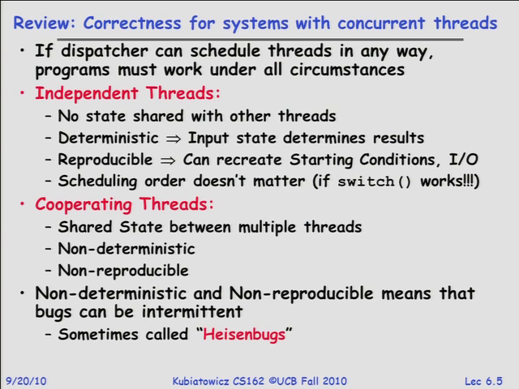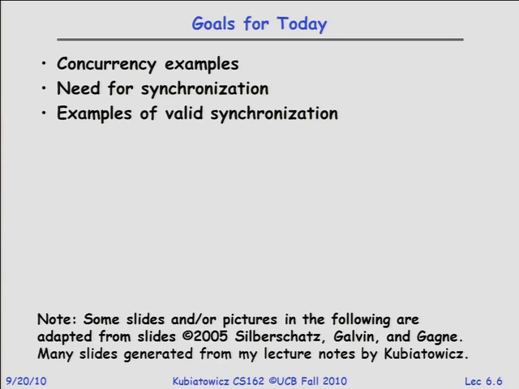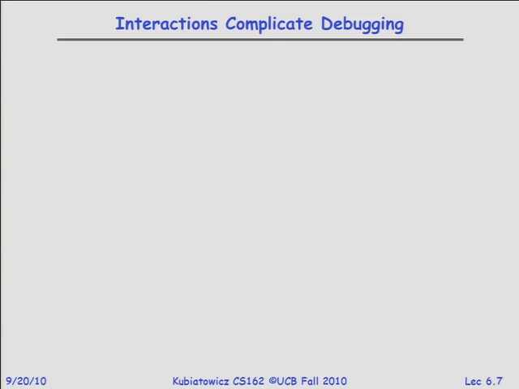Okay, so today we're going to talk about some concurrency examples. We're going to try to really hammer home why you need synchronization to start with, and give you some examples of valid synchronization as well. The reason I want to start with some concurrency examples is to really give you a flavor for why it's useful to have concurrency. Okay, now before we go there entirely, let's talk about this a little more.